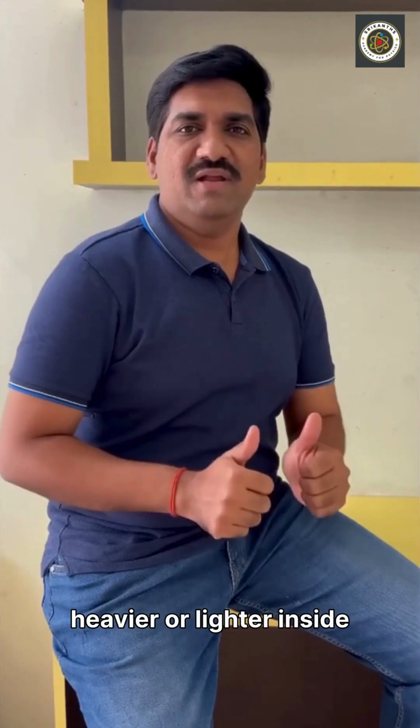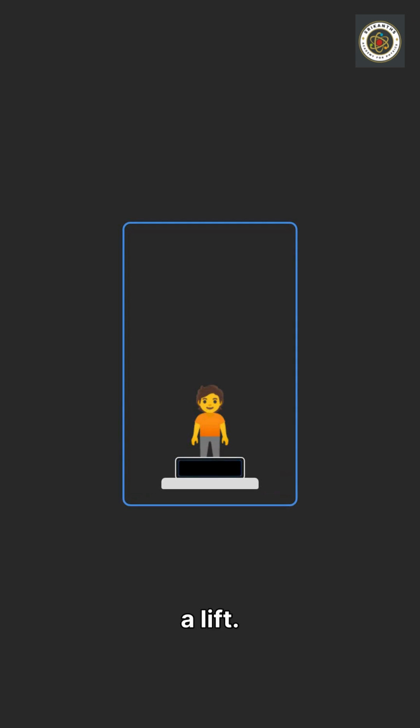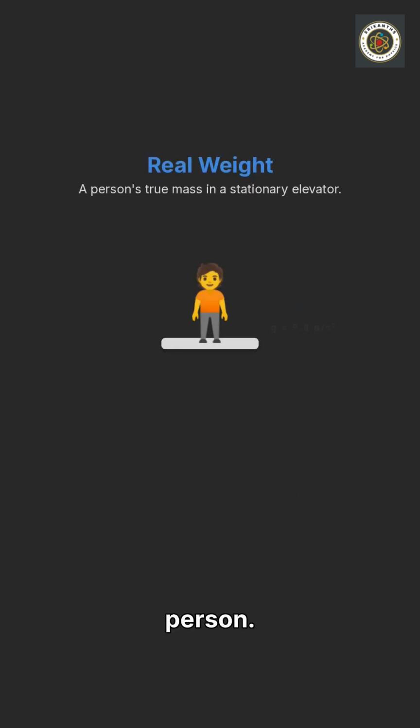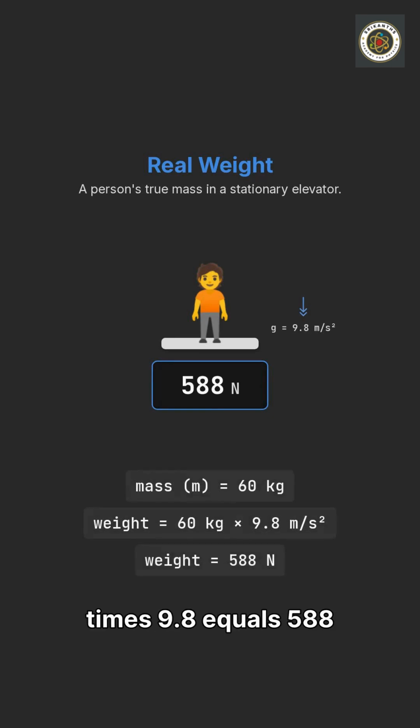Have you ever felt heavier or lighter inside an elevator? Imagine you're standing on a weighing machine inside a lift. Let's take a 60 kilogram person. Their real weight is mg, which is 60 times 9.8 equals 588 newtons.